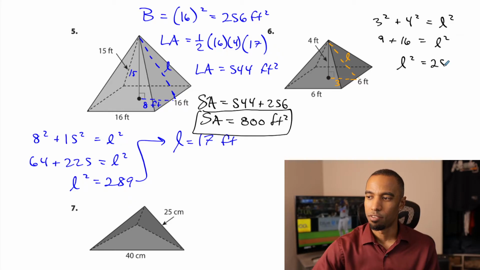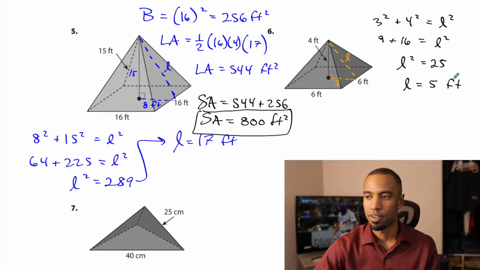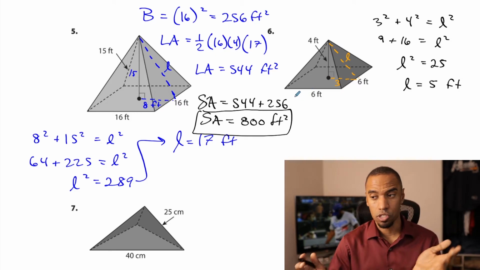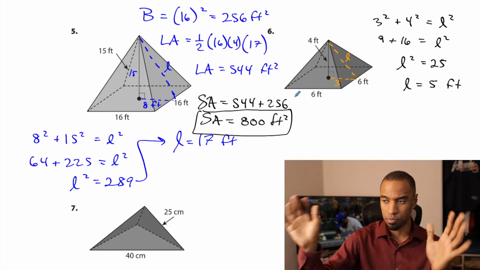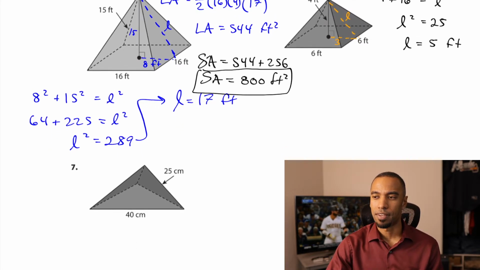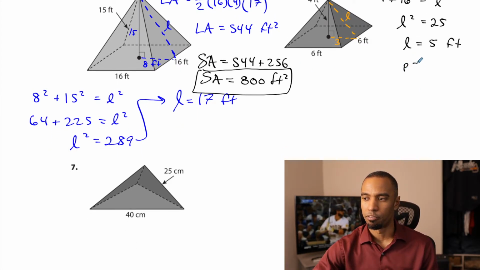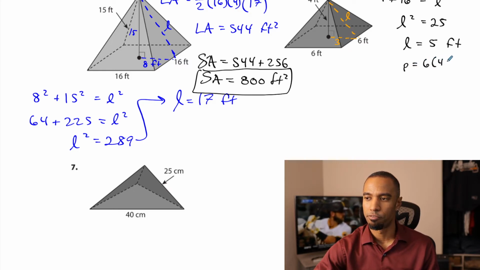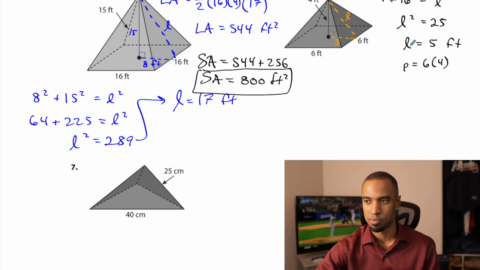L squared equals 25, and when you take the square root of both sides, you get a slant height of 5 feet. So this is no different from that problem in the sense of what we're doing. So we've got a slant height of 5 feet. Why don't I get the perimeter for you first here? Perimeter is 6 times 4, because 4 sides, which is 24 feet.